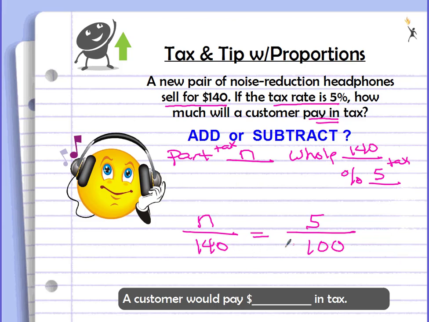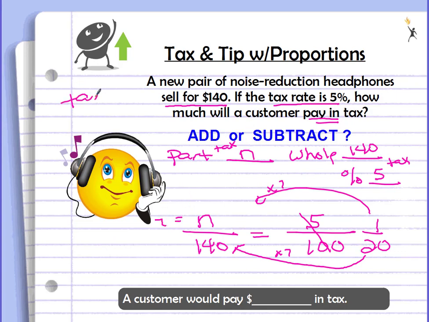Cannot go from 100 to 140, but I can simplify, divide by 5, and I get 1 out of 20. Now I can multiply 20 by 7 to get 140, and multiply 1 times 7 to get 7. So the tax that the customer is going to pay is going to be $7.